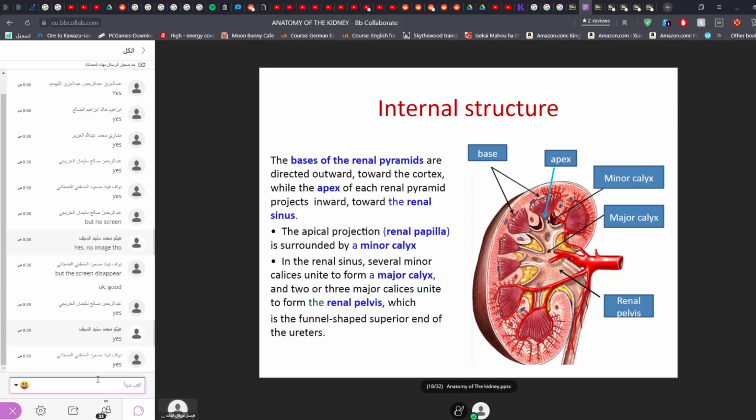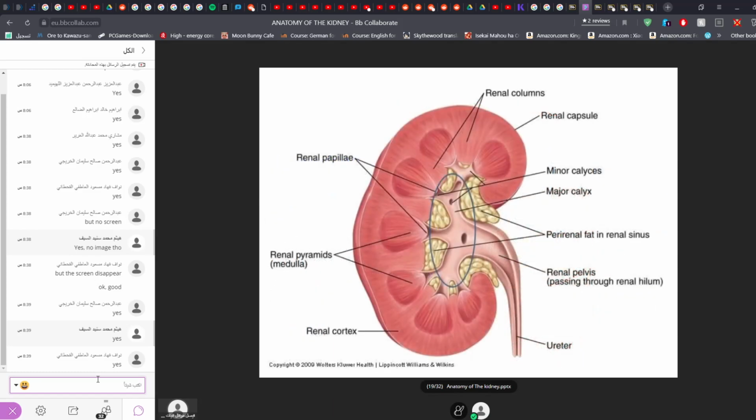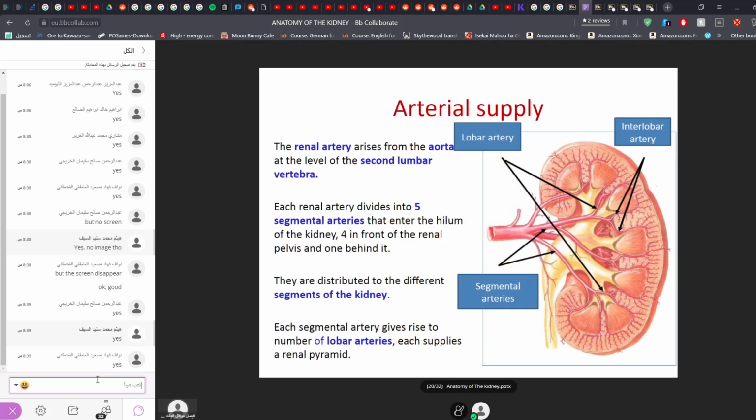Now, the renal papilla in the renal sinus. Okay, again you can see this is the renal cortex. In between the renal pyramids are the renal columns, and this is the base, and this is the apex of the renal pyramid, which opens into minor calyces, then major calyces, the renal pelvis, and the ureter. Now the most important part again is the arterial supply.